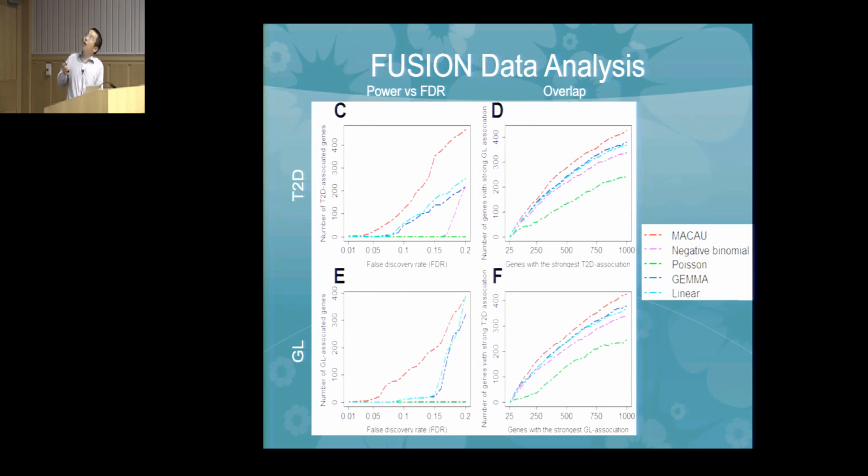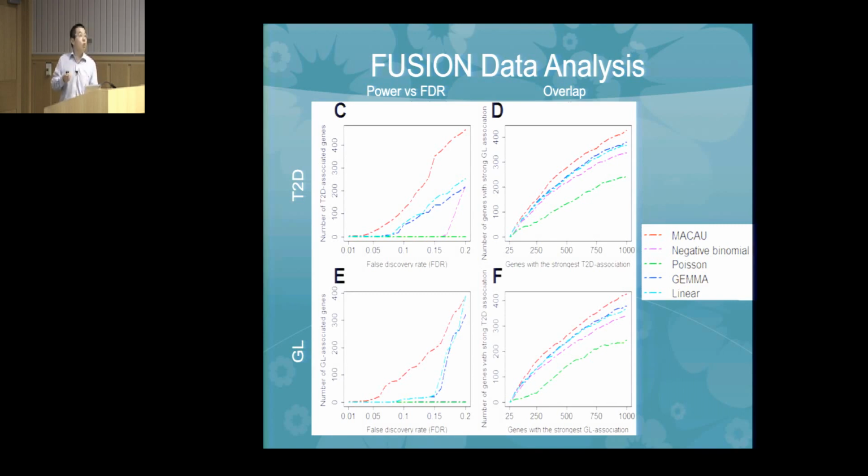And the second column is different. In the second column, we look at whether the top identified T2D-associated genes have a high overlap with the top GL-associated genes. Intuitively, glucose levels and type 2 diabetes are biologically relevant traits. So by looking at whether a method gives a similar answer on those two sets of associated genes, you can say which method works better.